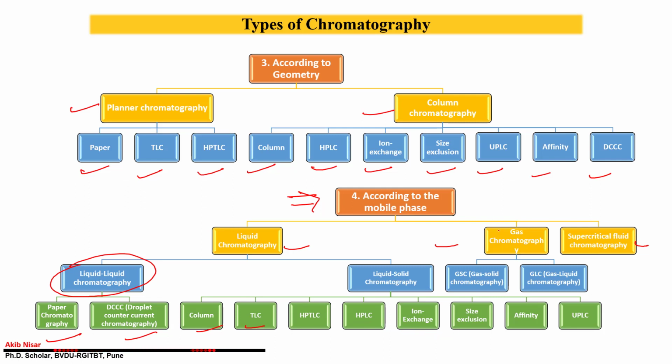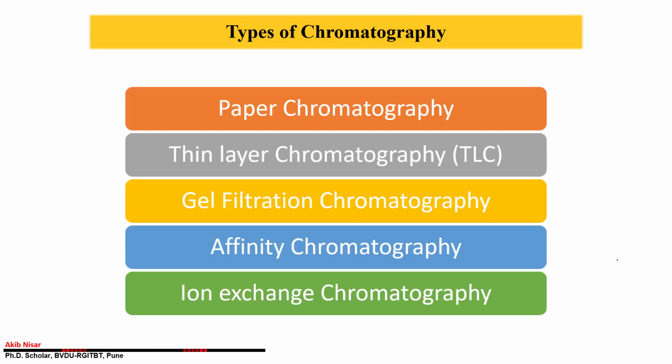When we talk about GC, that is gas chromatography, you will see GSC and GLC as the two major types, and the last one is supercritical fluid chromatography. For now, we are going to focus on the most important types of chromatography techniques, that is paper, thin layer, gel filtration, affinity, as well as ion exchange. As I told you already, the gel filtration technique is also known as size exclusion or column.